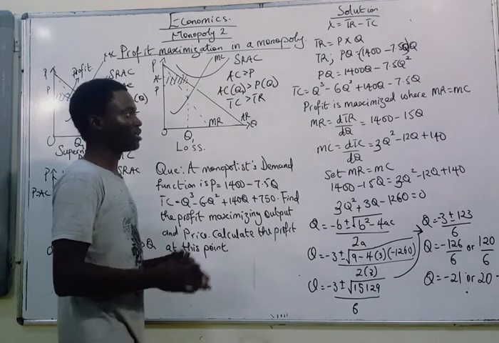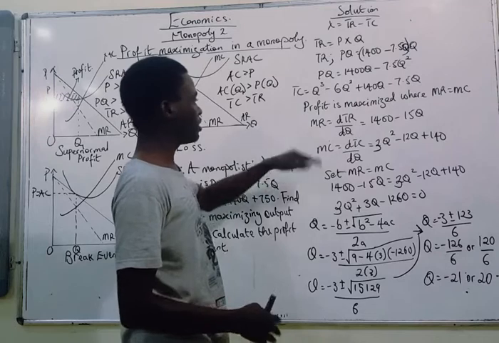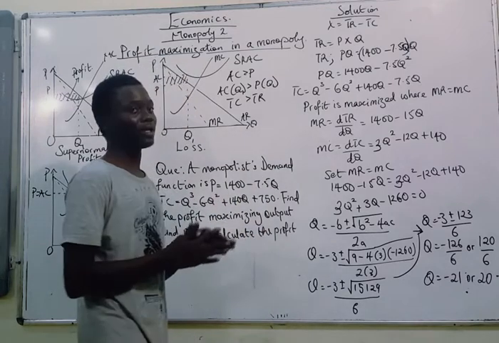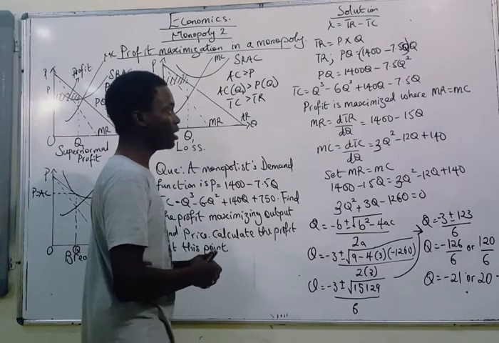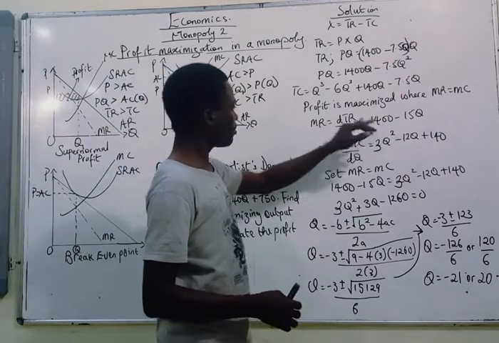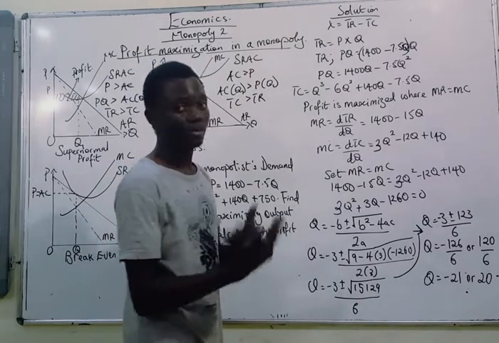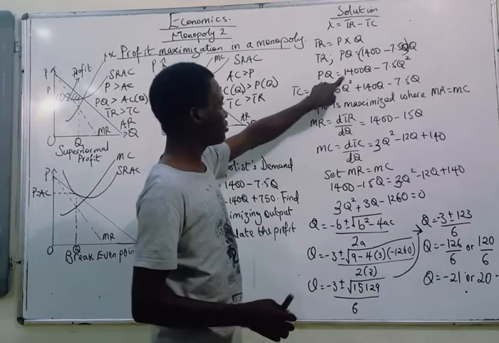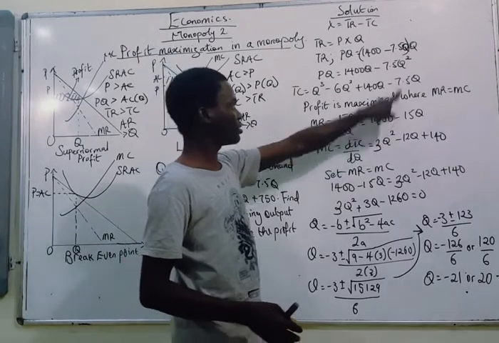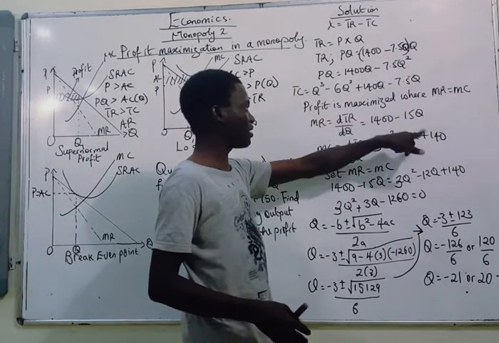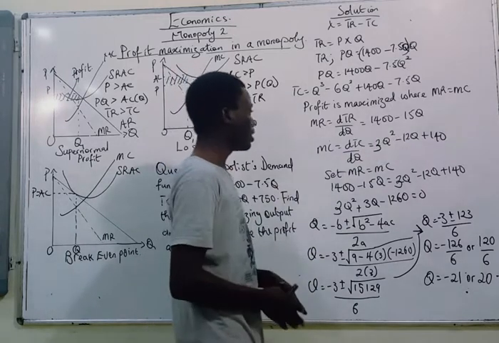Now profit is maximized where MR is equal to MC, just as we've been saying in theory. Now MR is simply the change in TR over the change in Q. Note that I'm using a total differential symbol, dTR over dQ. So how do we get that? From simple calculus skills, when we differentiate this with respect to Q, this becomes 1400, then minus 2 multiplied by 7.5, that is 15, and Q is left with the power of 1, which is 15Q.